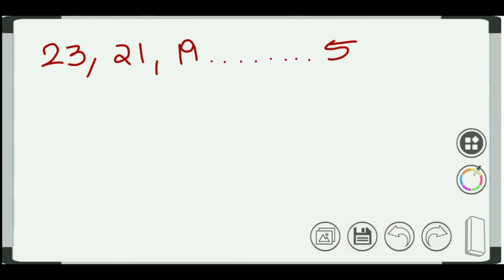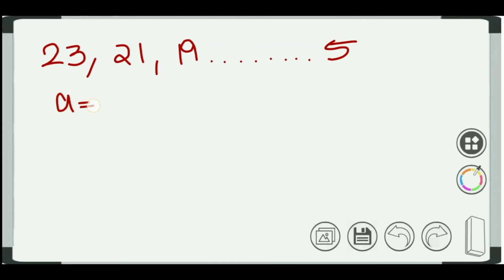Next, it's example number 10 on page number 105. In a flower bed, there are 23 rose plants in the first row, 21 in the second, 19 in the third, and so on. There are 5 rose plants in the last row. How many rows are there in the flower bed? Okay, so first row 23 roses, second row 21, third row 19, and so on, and the last row had 5 roses. That's all. This is in the form of AP.